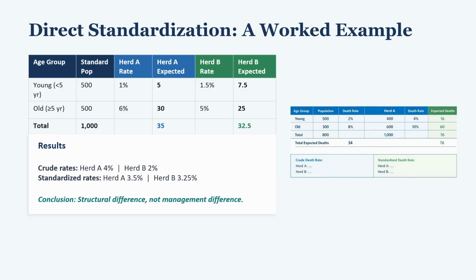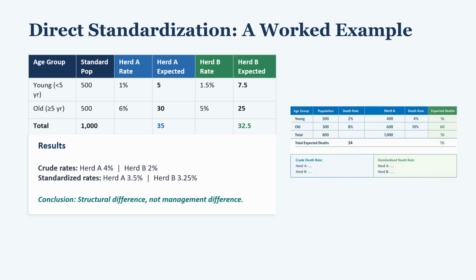Old animals. Standard population has 500. Herd A's mortality rate in old animals is 6%. Expected deaths: 500 times 6% equals 30. Herd B's rate in old animals is 5%. Expected deaths: 500 times 5% equals 25.